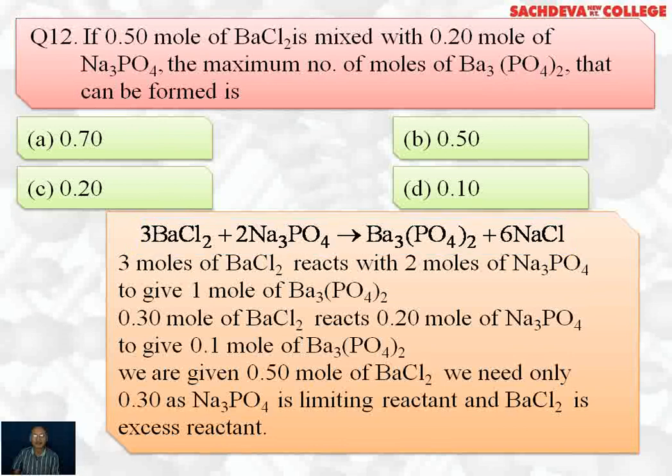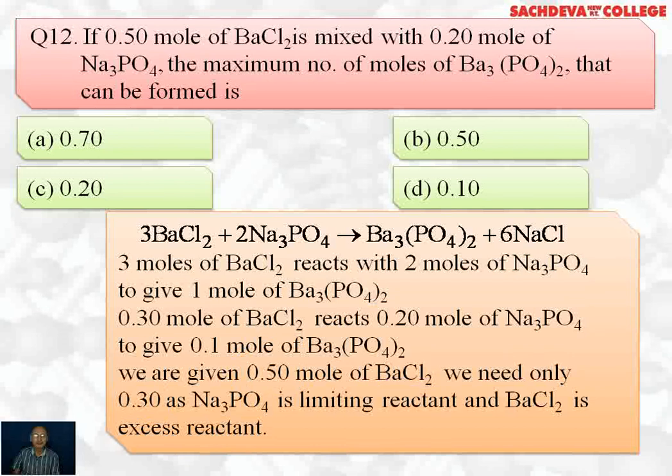From the equation we can easily find out that 3 moles of barium chloride reacts with 2 moles of Na3PO4 to give 1 mole of barium phosphate. We have 0.5 moles of barium chloride, but only 0.3 will react because we have only 0.2 moles of sodium phosphate.